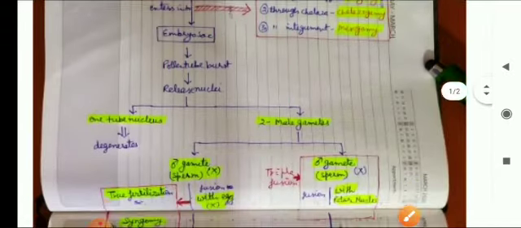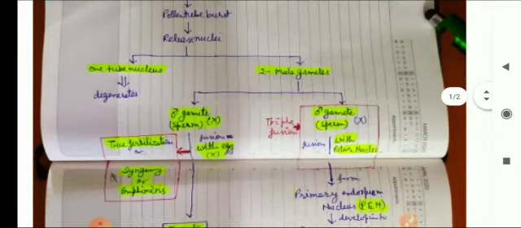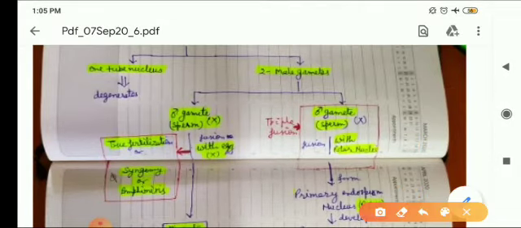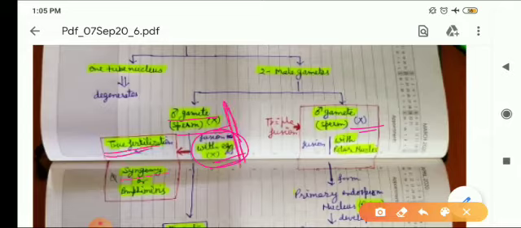Now two male gametes are released. Both the male gametes, that means sperms, are haploid. One male gamete fuses with the egg. The egg is also haploid. This fusion is known as true fertilization or syngamy or amphimixis, when a male gamete fuses with the egg.